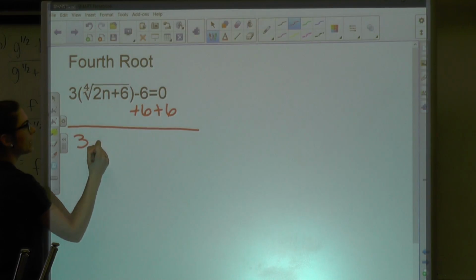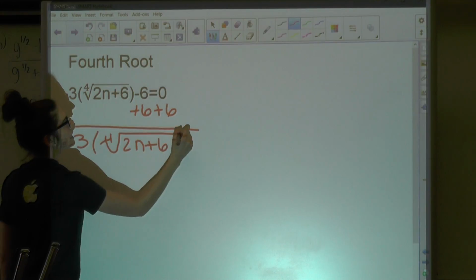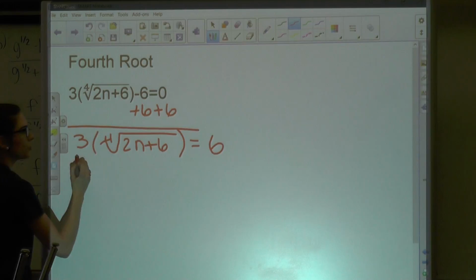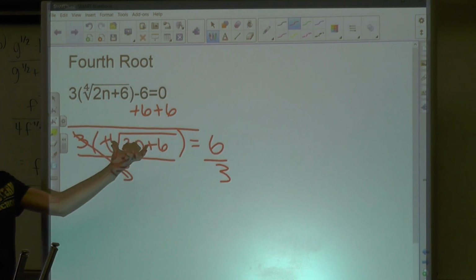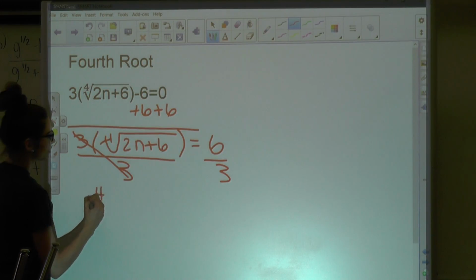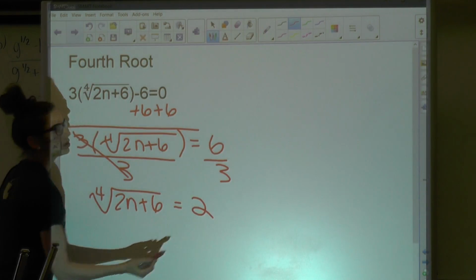You're left with 3 parentheses, the fourth root of 2n plus 6 equals 6. You have to divide by 3 on both sides so we can get to the fourth root. Too fast, sorry. So we had to get rid of that 3 before we could get to our radical. This is 3 times the radical, so you do the opposite, which is divide. Now on the left-hand side, you're left with the fourth root of 2n plus 6, and this is equal to 2.